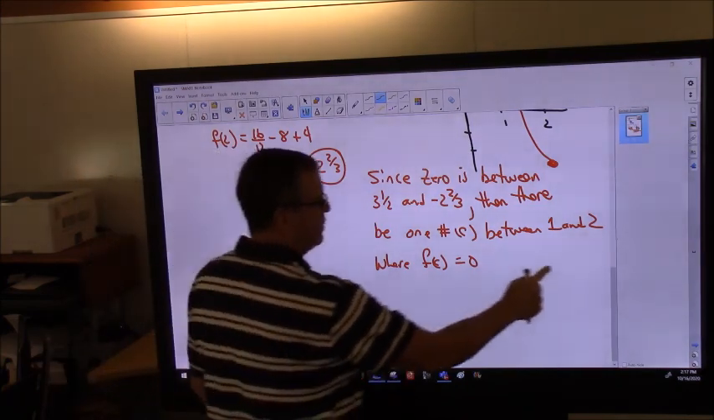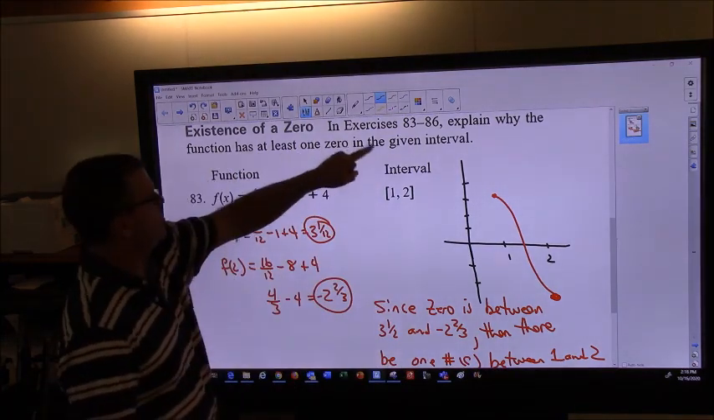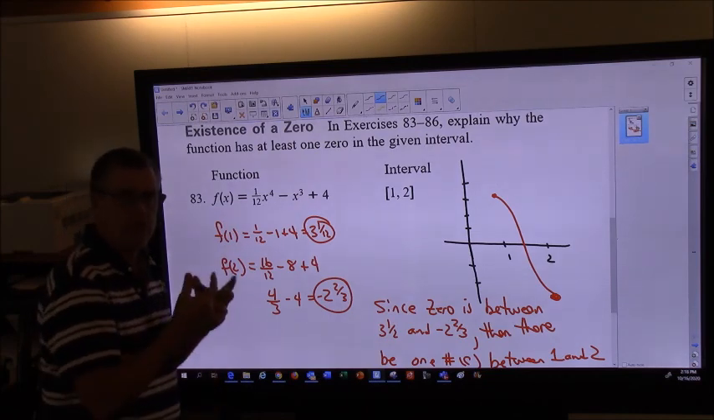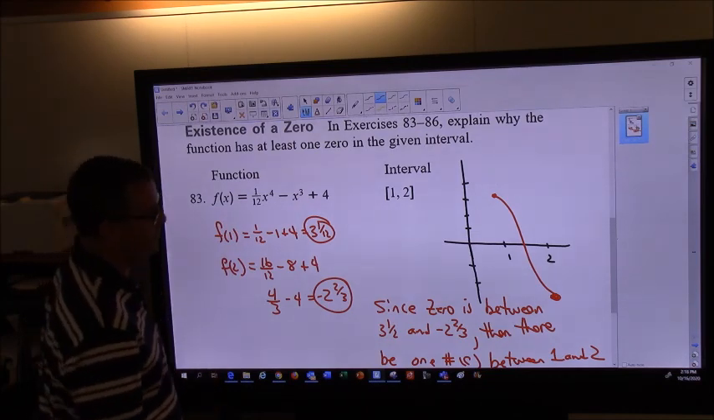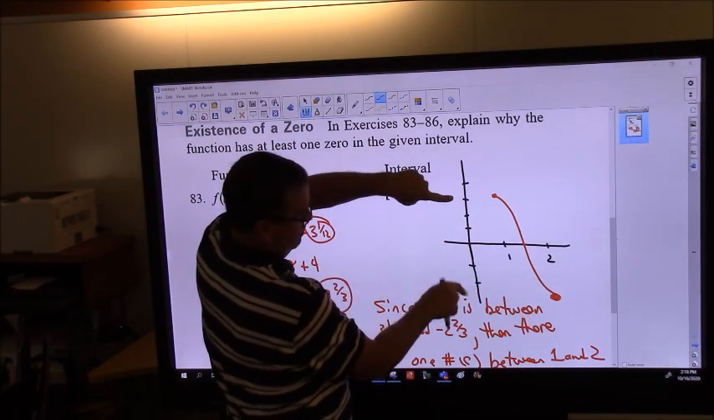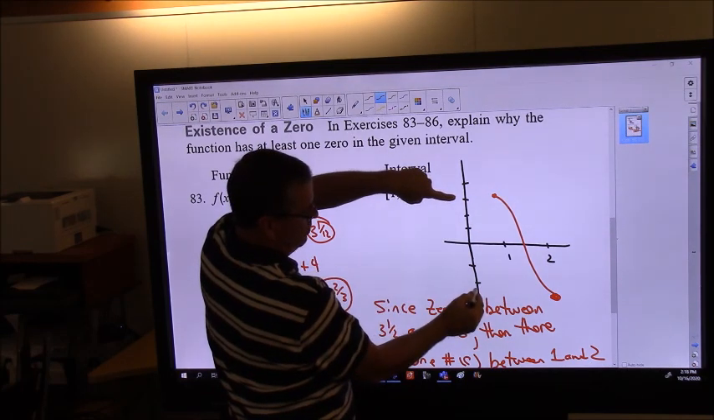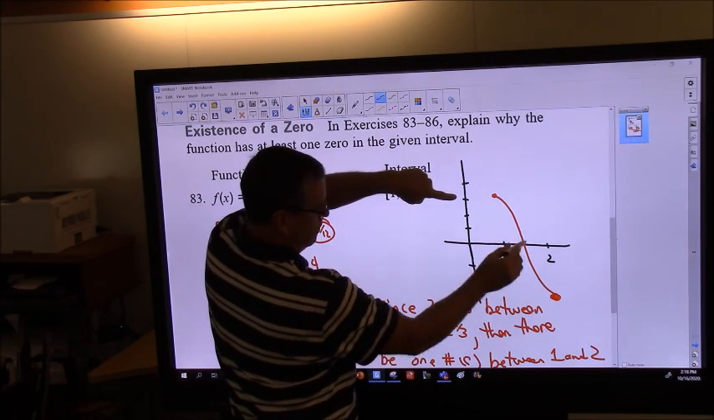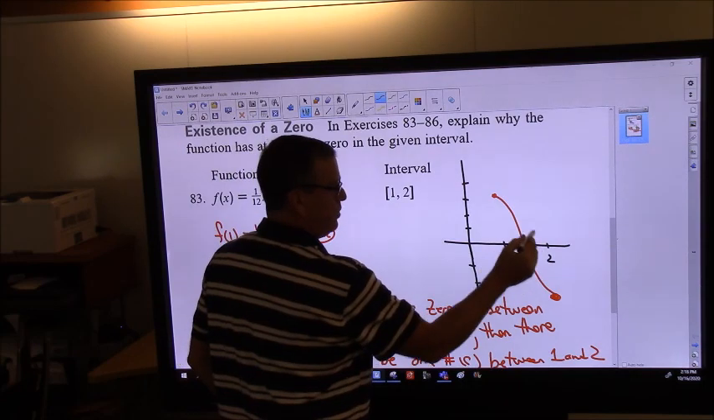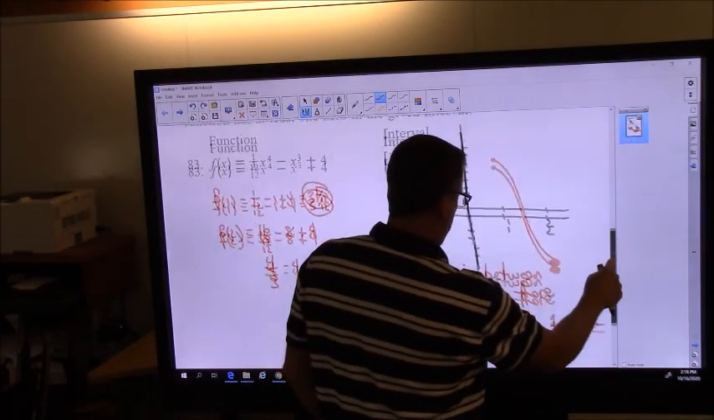So remember what the question said. The question said to explain why this function has at least one zero. And so we're using this intermediate value theorem as a way to justify that. Okay, 0 is between these two y values. Since 0 is between 3 and a 12th and a negative 2 2/3, okay, this is y equals 0 right here. Since it's between those two numbers, there's got to be some number between 1 and 2 where we cross the x-axis. And that's what we're saying here.